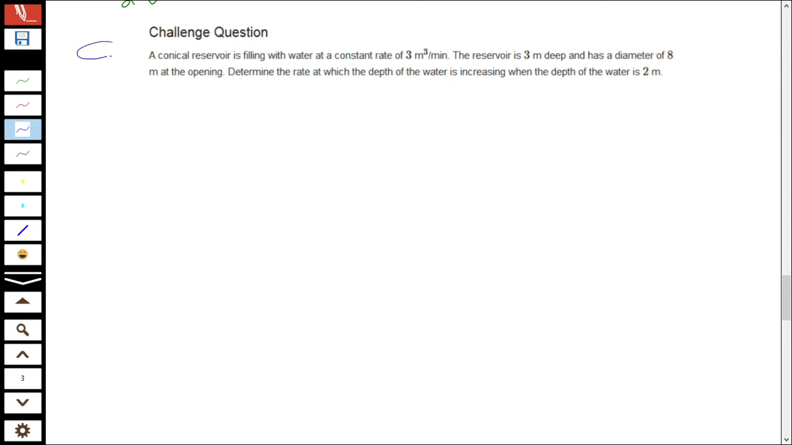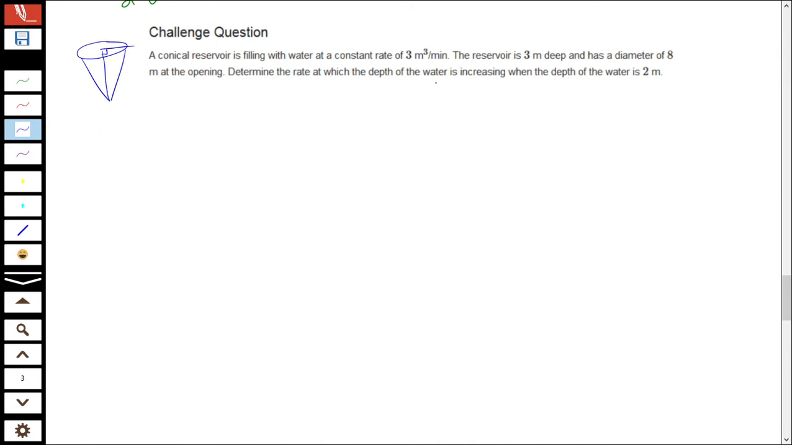So let's draw a little cone so we have a little sketch of what's going on. Every cone will have a circular bottom. We're going to have some sort of radius, and we're going to have some sort of a height, and we know this is going to be a 90-degree angle. So this is filling with water at a constant rate of 3 meters cubed per second, so this is a volume now.